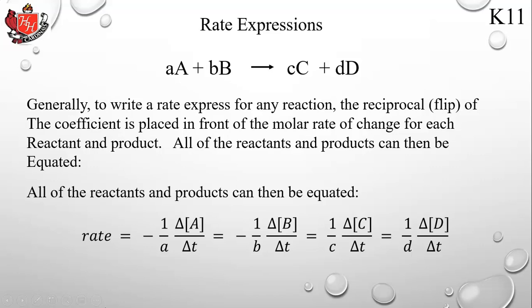For B, it's the same thing. Delta B over t is negative, so the negative out in front of 1/b is going to make that a positive, and the 1/b is the reciprocal. And same for C and D, those are products, therefore they're positive, so you don't put a negative sign in front, and that's how you would write it for a full chemical equation.